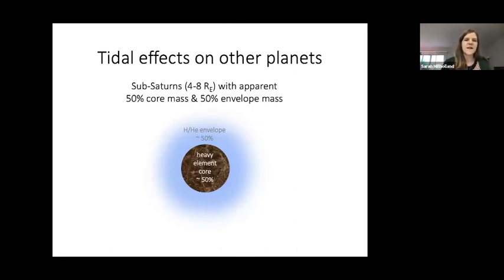So planets in the range of about 4 to 8 Earth radii that previous works have determined that it looks like there's about 50% of the mass in the core of the planet and about 50% in the envelope of the planet. And there are about roughly 10 to 15 or so planets that have been discovered with these specific properties.